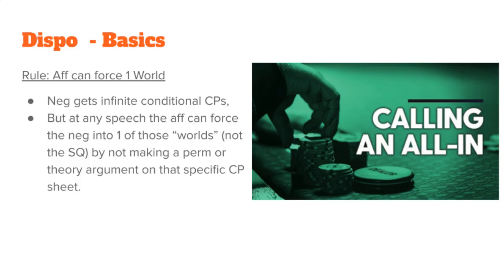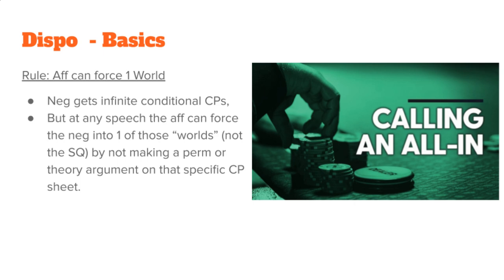And so the AF interp is generally going to be as follows, that we can force you into one world. You can have as infinite number of conditional counterplans as you want. So you can read those 8 random counterplans / k-alts. But in any speech, I could basically reduce you to one of those counterplans or k-alts.